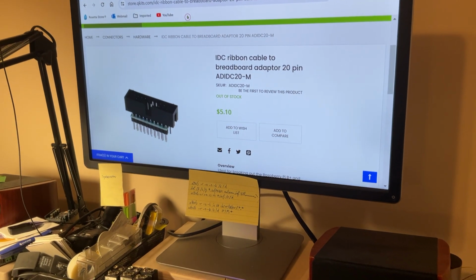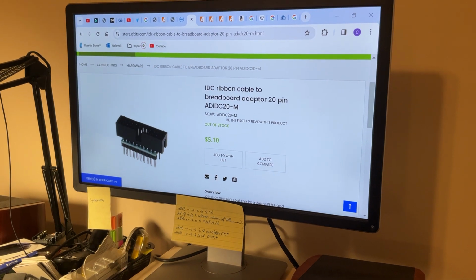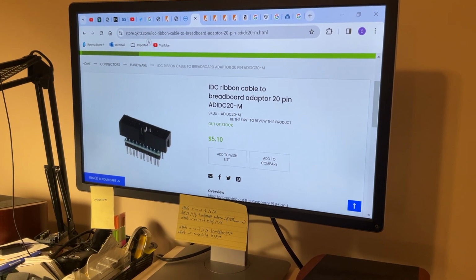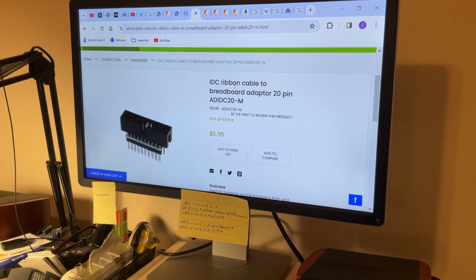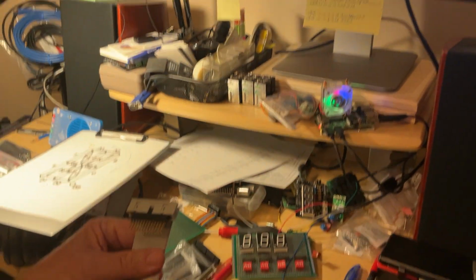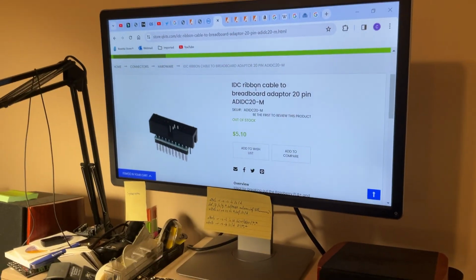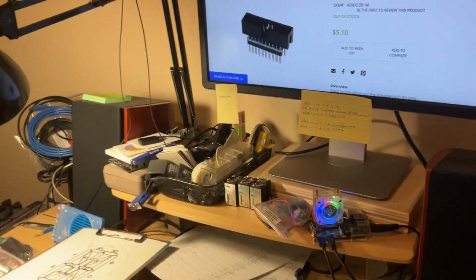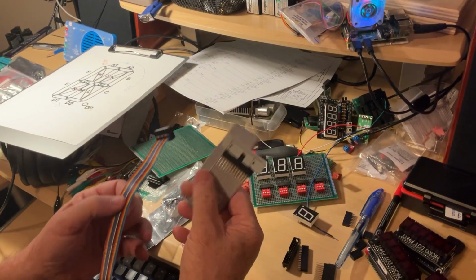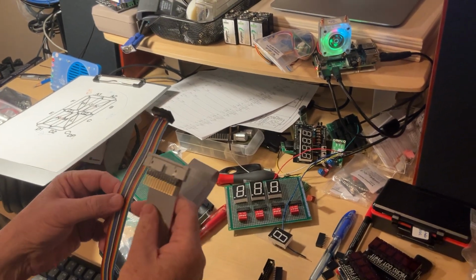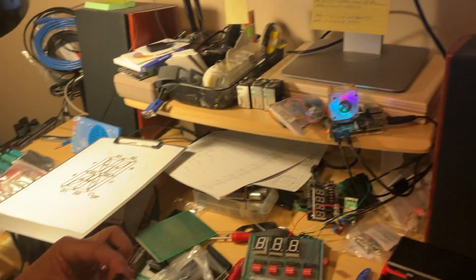One is on a Canadian site called qkits.com, and they call this IDC ribbon. This kind of flat cable is called IDC. Okay, so it can have, like this one here, 16 wires. This one here has 26. But both of them are called IDC cables, and these are IDC connectors.